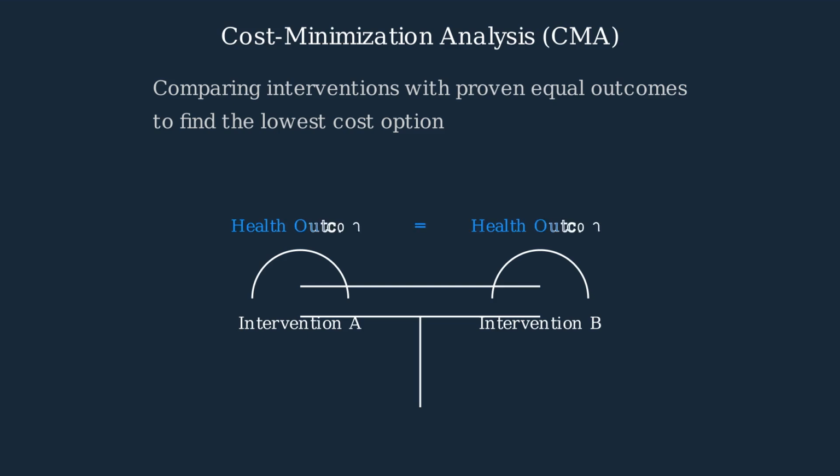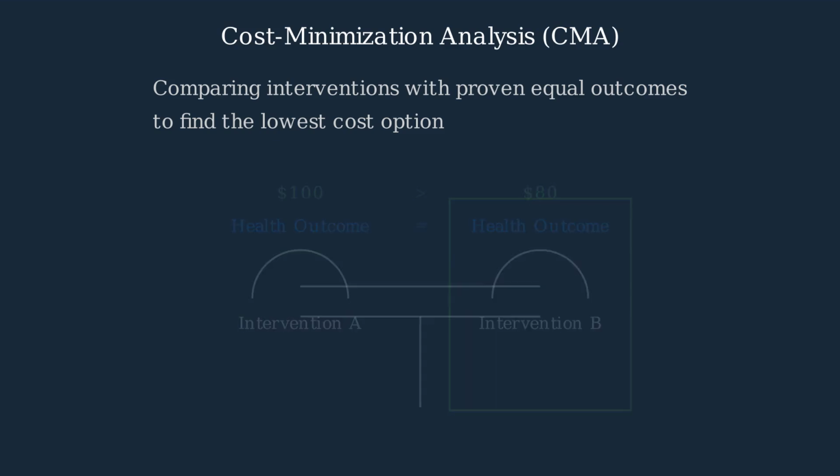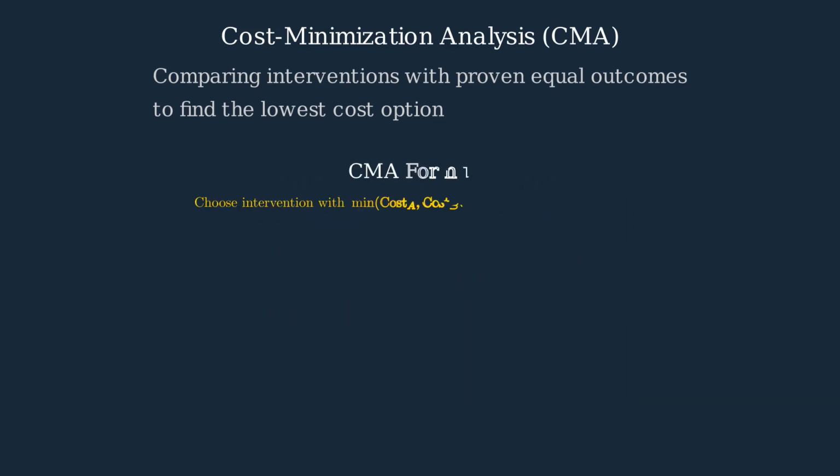In this example, both interventions produce the same health outcomes, but intervention A costs $100, while intervention B costs only $80. Since both interventions provide the same health benefits, the CMA approach would recommend intervention B as it's the more cost-effective option. The CMA formula is straightforward. Choose the intervention with the minimum cost, given that all outcomes are equal.